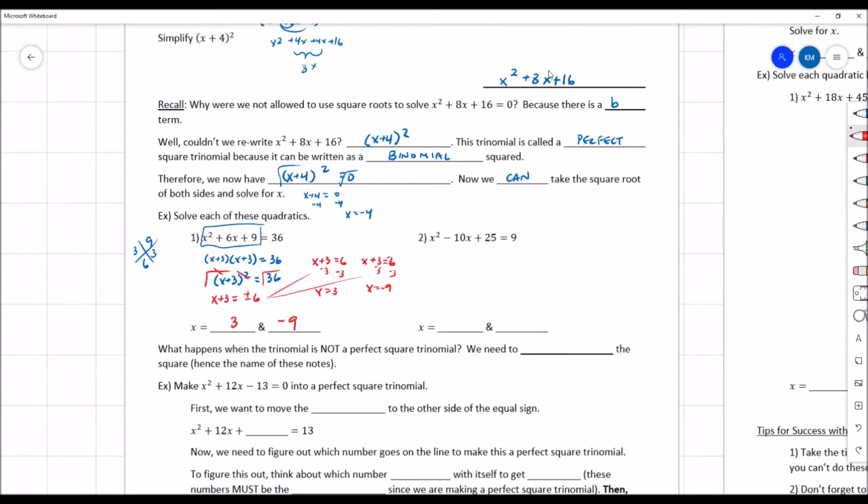Okay, number 2, we have x squared minus 10x plus 25. Again, we're looking for two numbers that multiply to give us 25 and add to give us negative 10. Those two numbers, negative 5 and negative 5. It works really nice because they're the same numbers. That's what we're dealing with today, perfect square trinomials. So as we go into it, I found two numbers, so x minus 5 squared. So I'm rewriting this left side, equals 9.